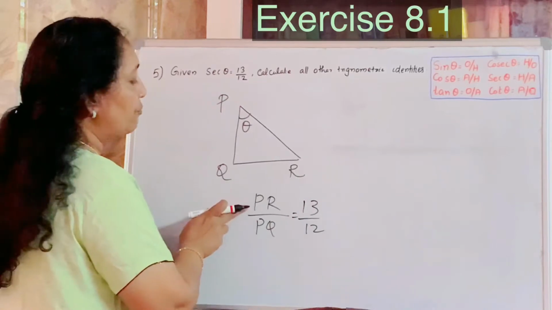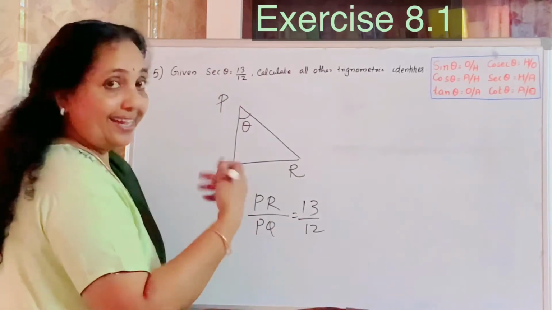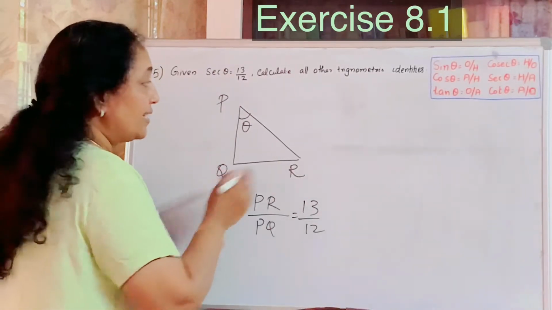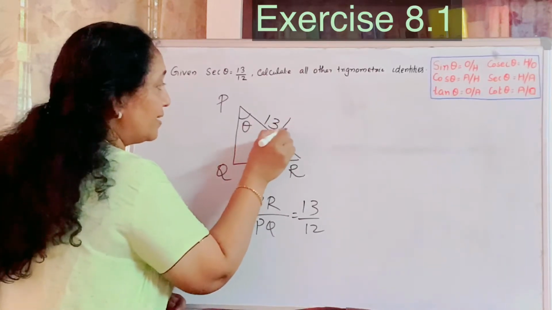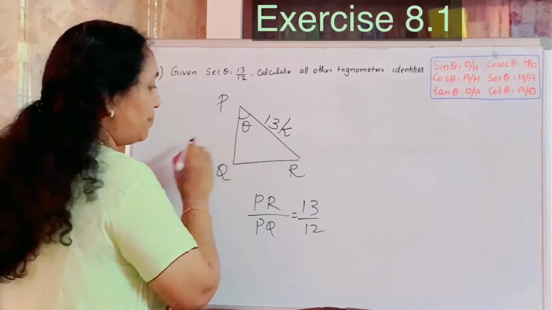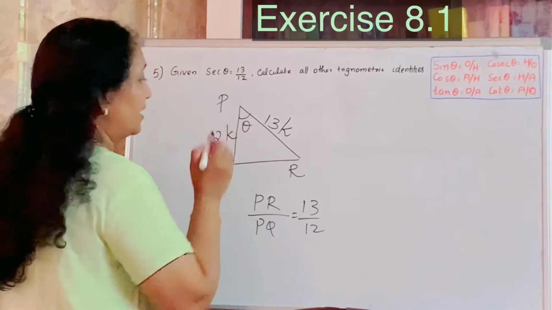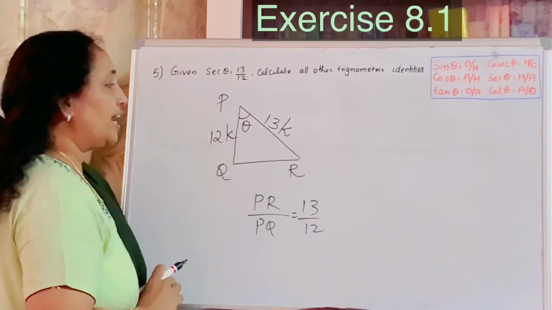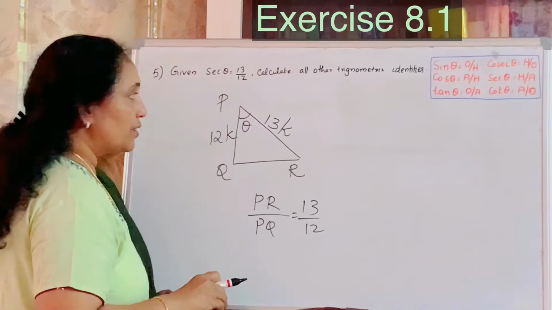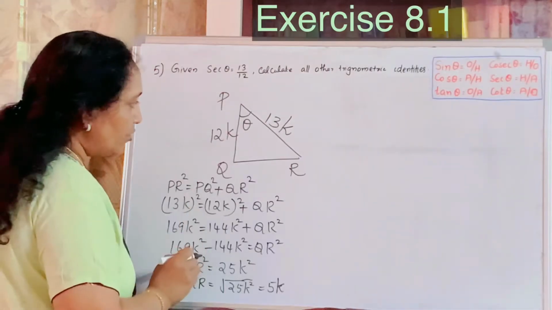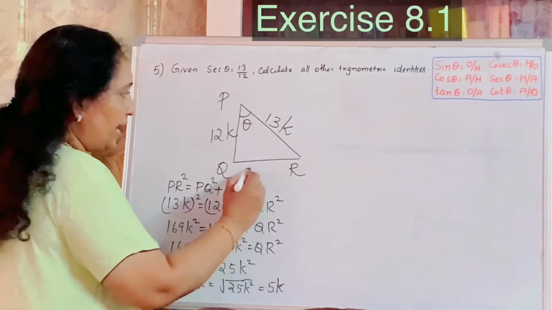Then the length of PR and PQ, when a ratio is given, we take it as PR is 13K and PQ is 2K. Okay, then find the value of QR using Pythagoras theorem. By applying Pythagoras theorem, we will get QR is equal to 5K.